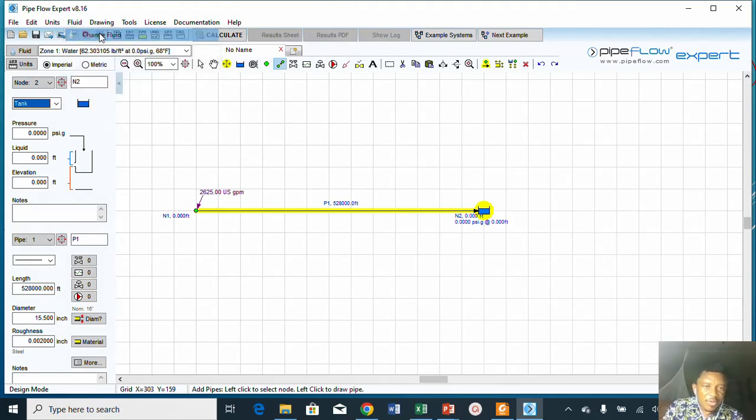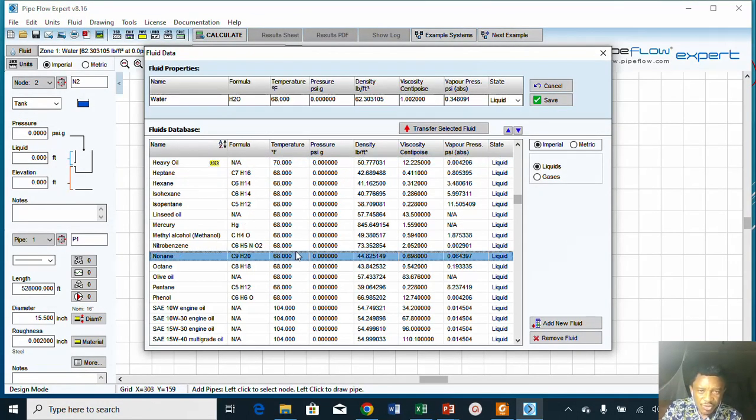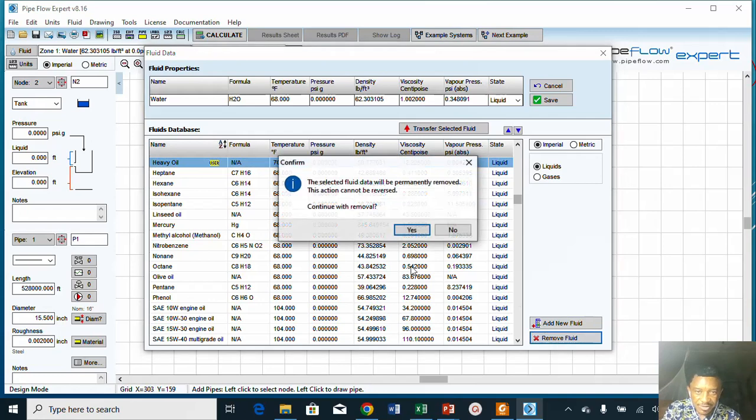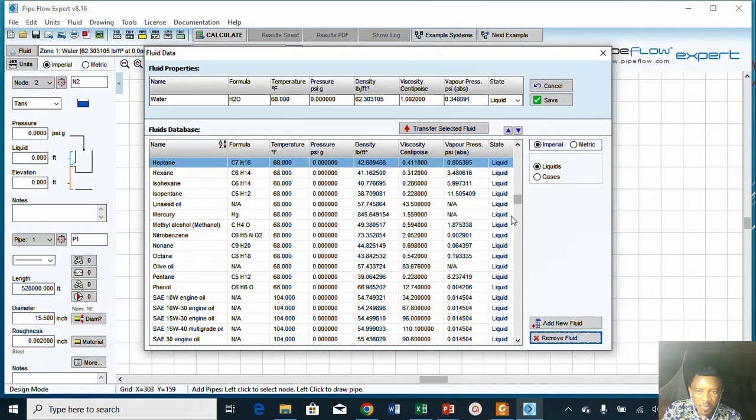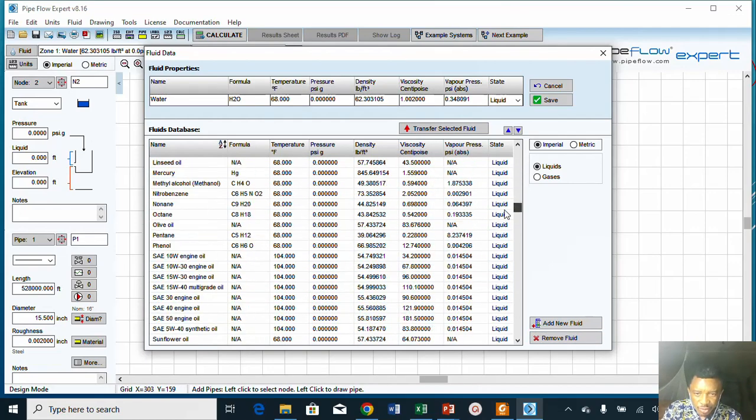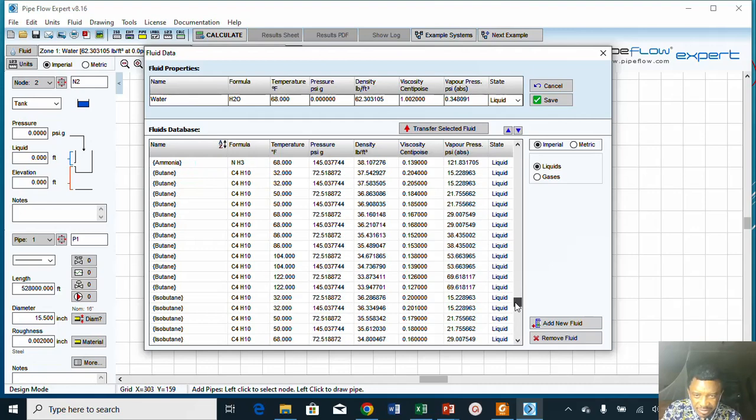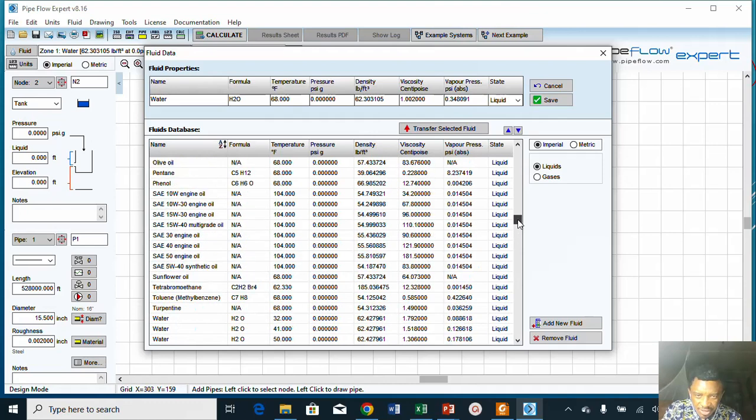So to model the fluid, we'll come here, we'll make changes. The fluid we are going to use, we need to model it. Okay, I have modeled it before, but I will need to delete this so that I will remodel it, so that you will see how it is being done. So let me just remove it. So to remodel it, you look through, you see that the only one closer to the viscosity is this 12.3, which is this chemical, and the density is off. So that means we need to model the system.